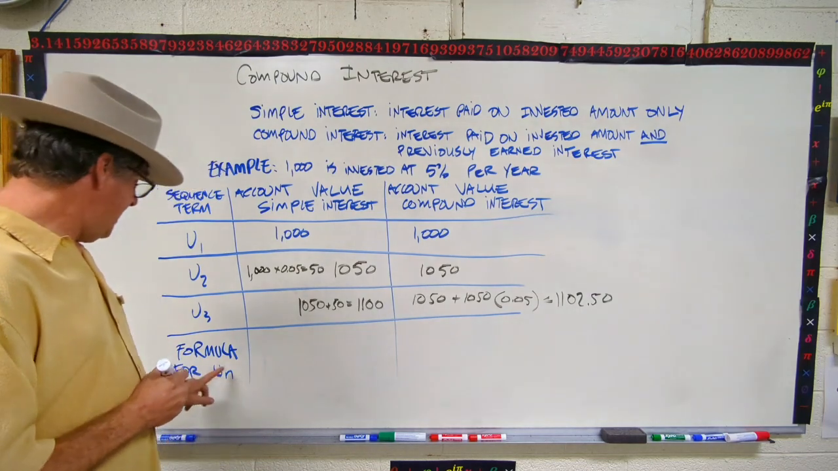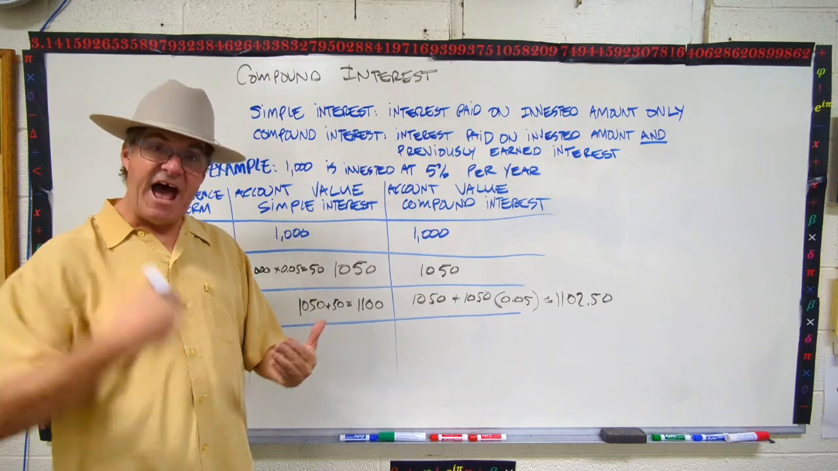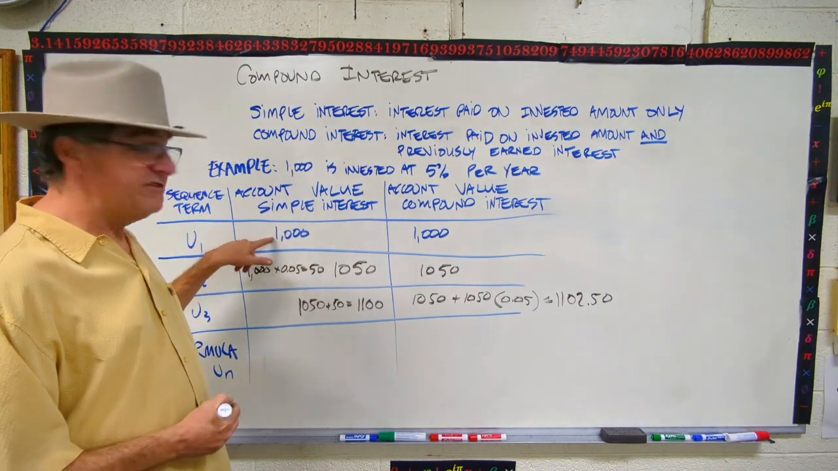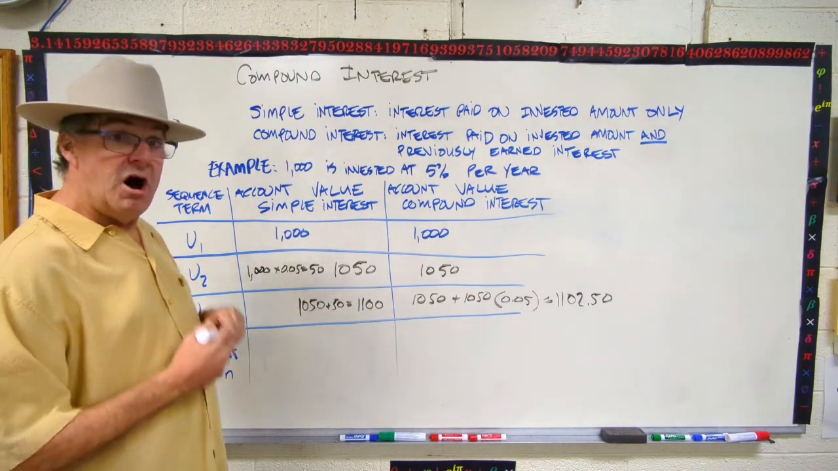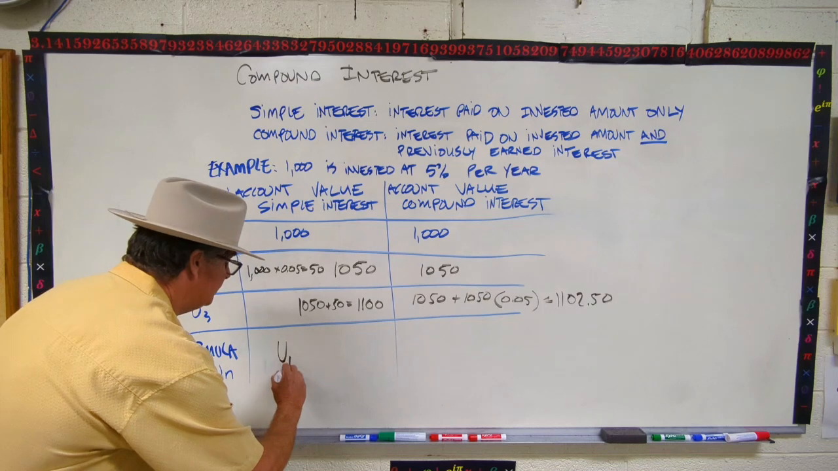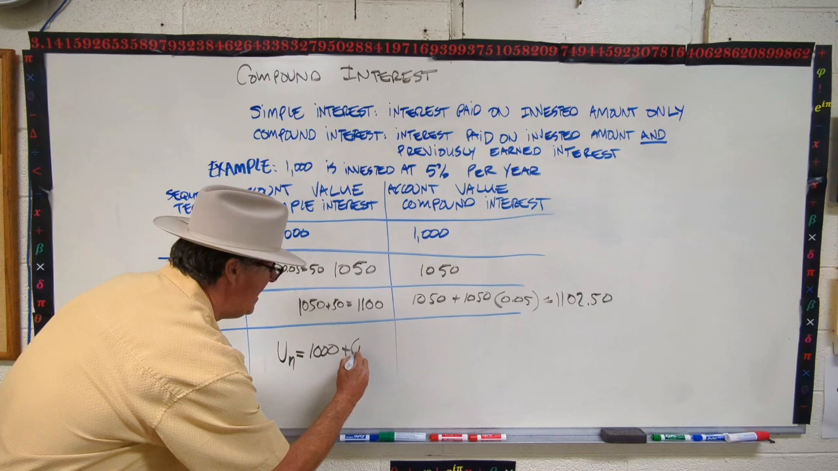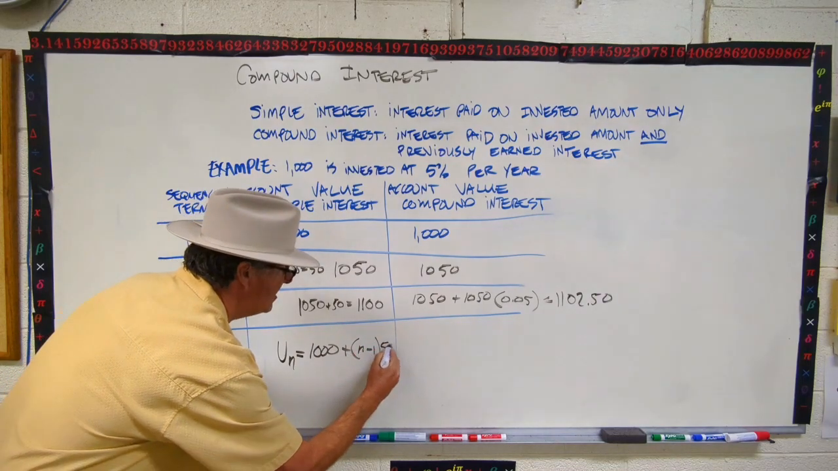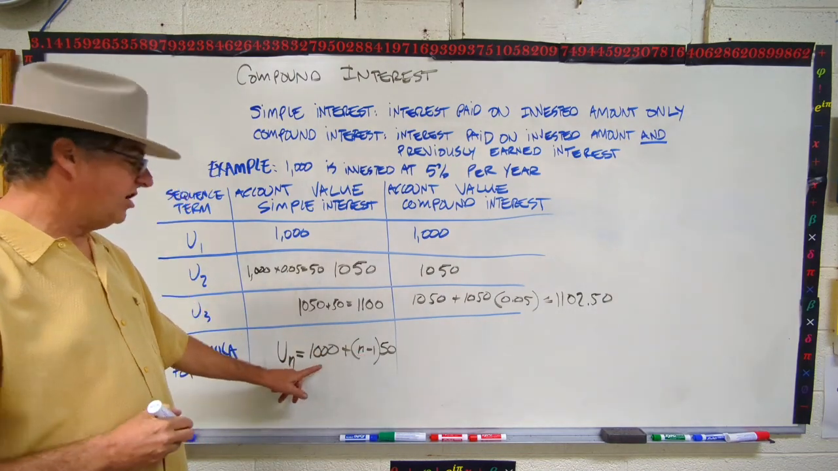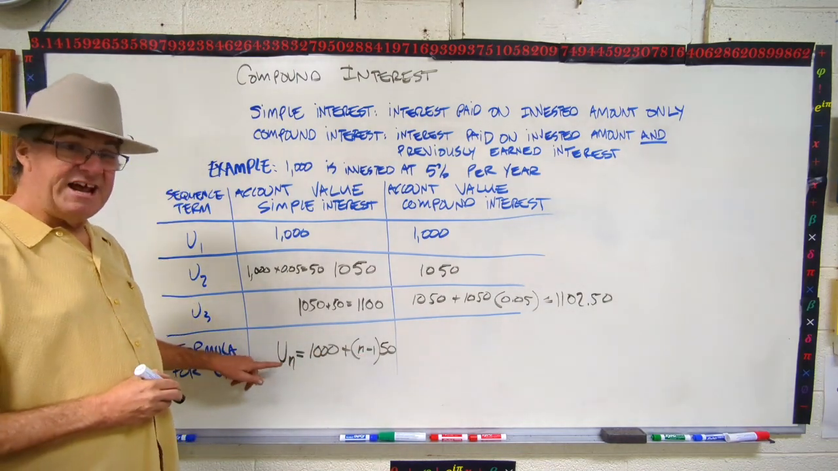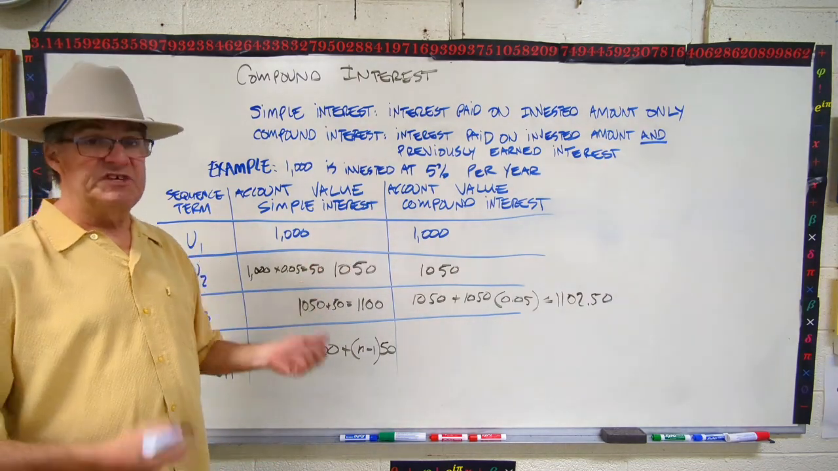Okay, so first off, arithmetic sequence. Simple interest, we just have a difference added every year. Because we started with 1,000, that's our U1, and then we're just adding $50 every year. So our nth term formula is Un equals 1,000 plus (n minus 1) times 50. Our difference is 50. Here's our n minus 1, and we start with 1,000. So that is our nth term formula for this sequence, which is arithmetic. Now this sequence is geometric.